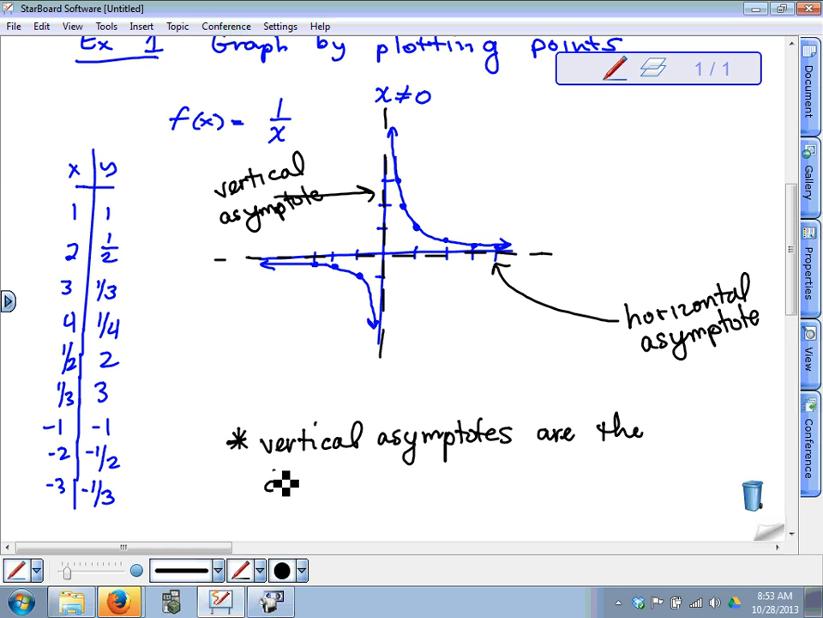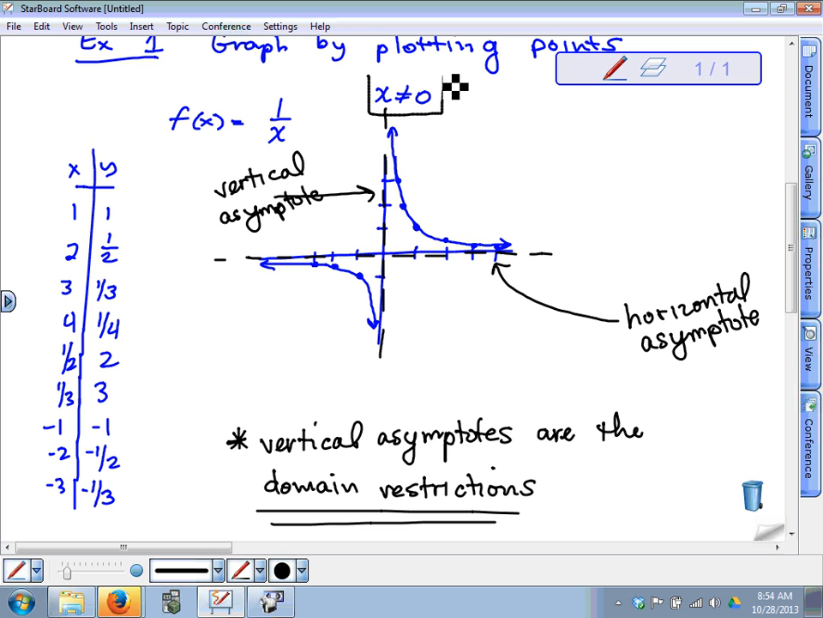The vertical asymptotes are the domain restrictions. You need to write and underline that. Domain. Wherever you have a domain restriction, that's where you're going to put a vertical asymptote. Only vertical asymptotes are domain restrictions, not horizontal asymptotes. So why did we have a vertical asymptote at x equals 0? Because that was the domain restriction. X cannot equal 0, so we put a vertical asymptote through 0. The graph can approach 0, but it doesn't cross through it because x cannot equal 0.